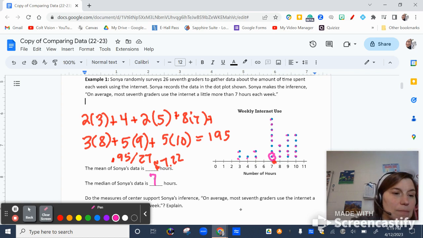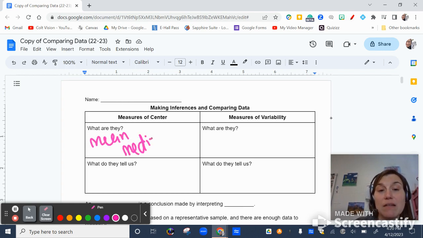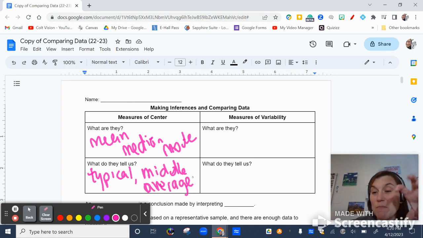Okay. So let's go back up here to the top where we're making inferences and we're comparing data. So when we're going to make inferences, we're not going to make inferences based on the max, the min. We're going to make inferences based on the measures of center. So we're going to look at things like the mean, the median, and the mode. And what that's going to tell us is what the typical is, what the middle is, what the average is. That's going to give us our middle, our center, our most common.